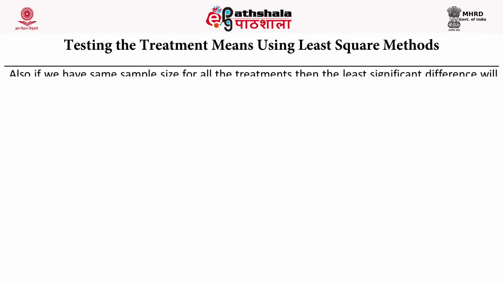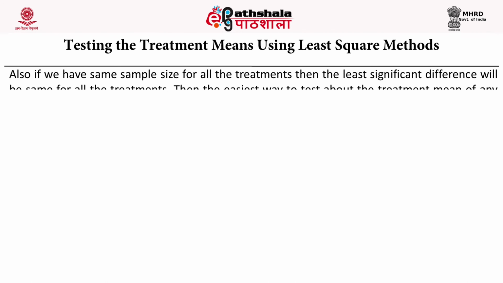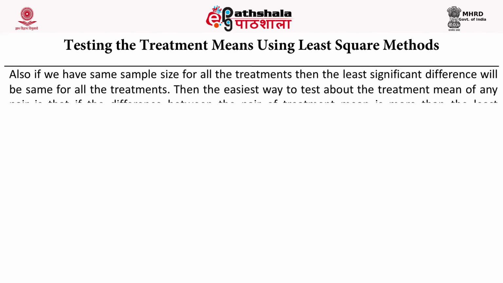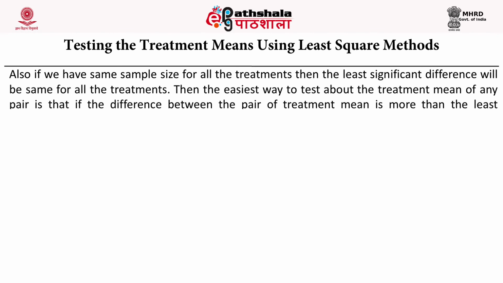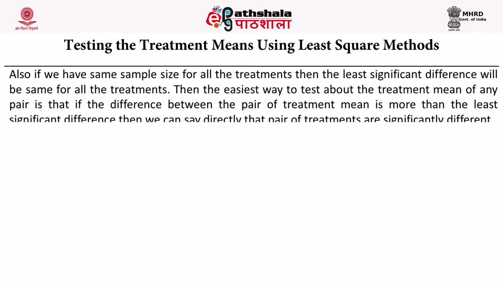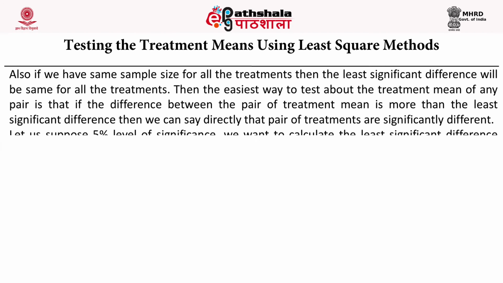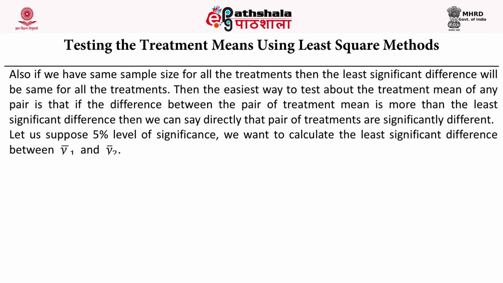Also, if we have the same sample size for all treatments, then the least significant difference will be the same for all treatments. Then the easiest way to test the treatment means of any pair is that if the difference between the pair of treatment means is more than the least significant difference, then we can say directly that the pair of treatments are significantly different. Let us suppose 5% level of significance. We want to calculate the least significant difference between y1 dot bar and y2 dot bar.